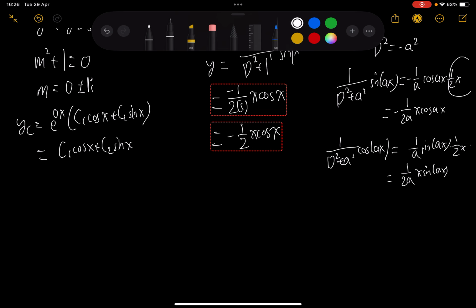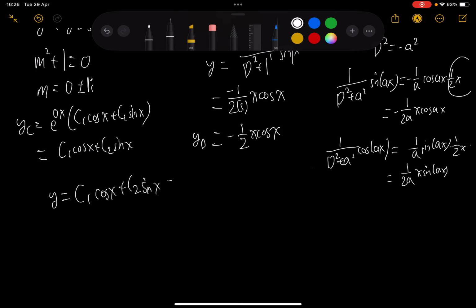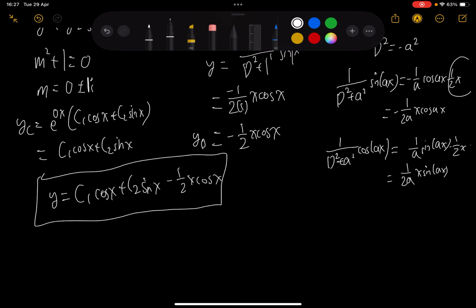particular solution. Therefore, we can get our y, which is yc plus our yp. This is yc plus yp, which is c1 cosine x plus c2 sine x minus 1 over 2 x cosine x. Therefore, this is our solution, and thanks for watching.